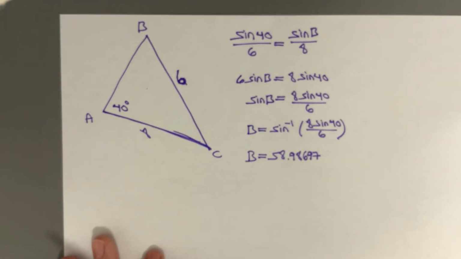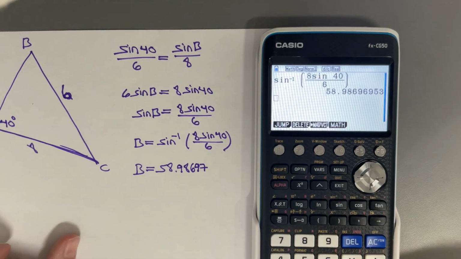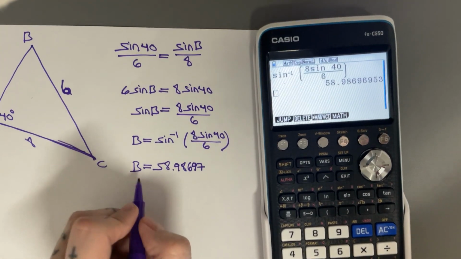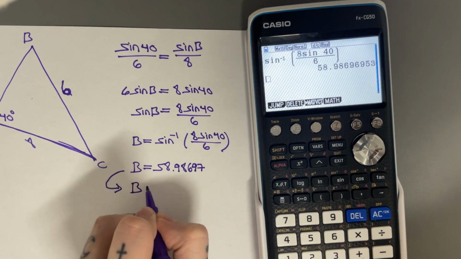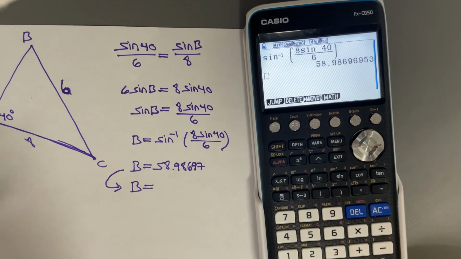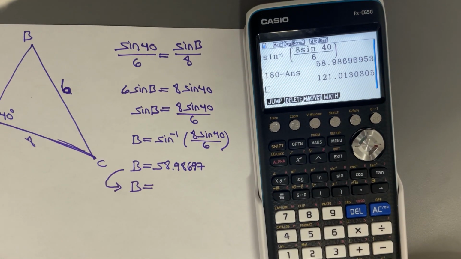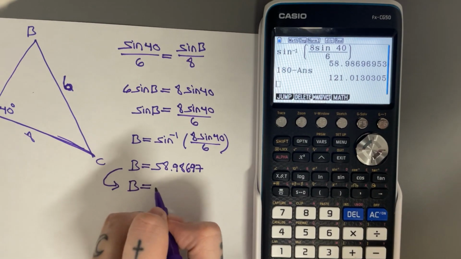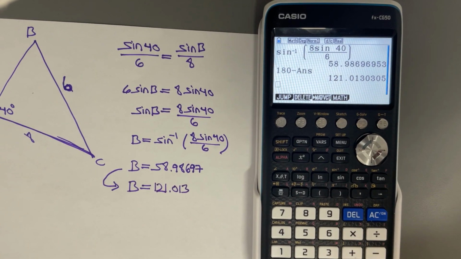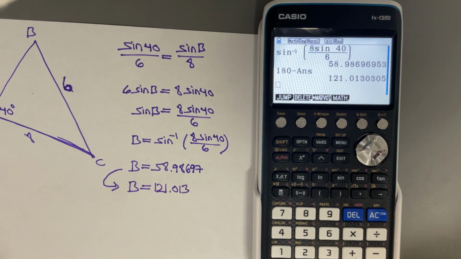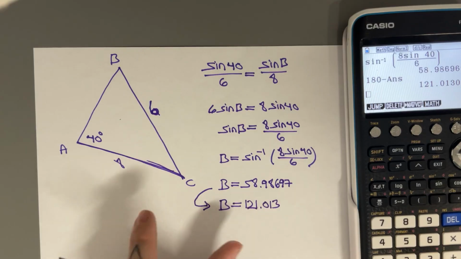Once we find this first b value, I also need to do another b value. I need to do the supplement. So I'm going to do 180 degrees minus that 58, and I get 121, so 121.013. Okay, so now that we have our two potential b values, now what you want to do is check.